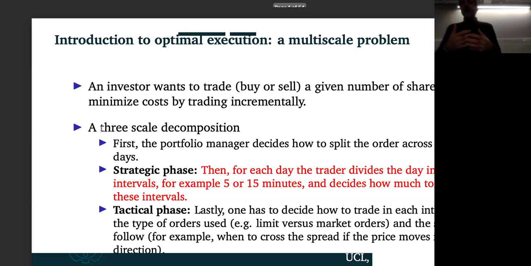And then there is a tactical phase, which instead tells you in practice how you want to trade in each of these sub-intervals. For example, if you want to send a limit order or a market order, or if you want to trade in one market or another market. So we are going to focus on what is called the strategic phase of the optimal execution problem.